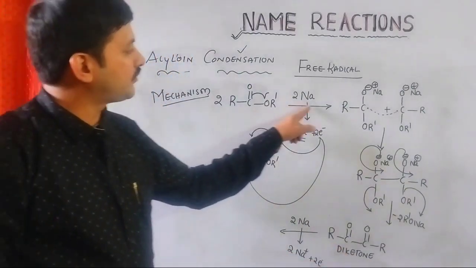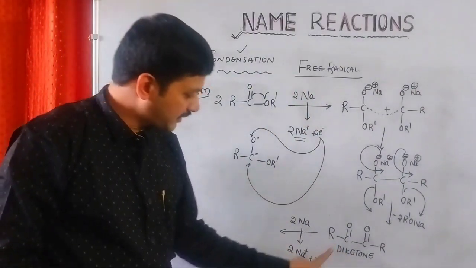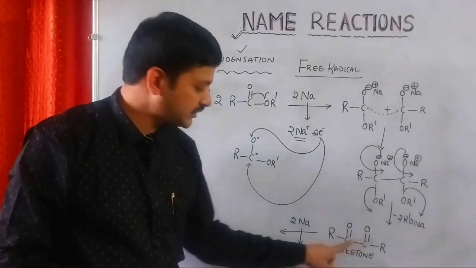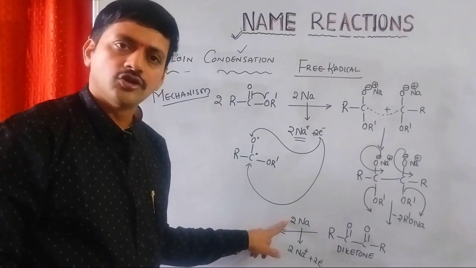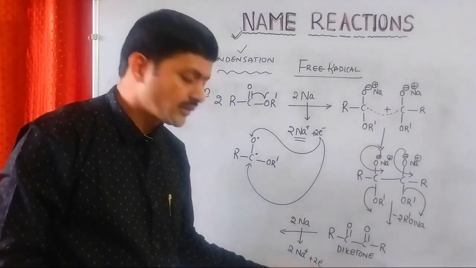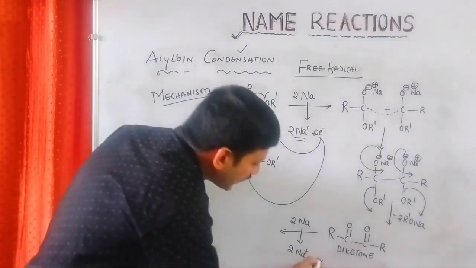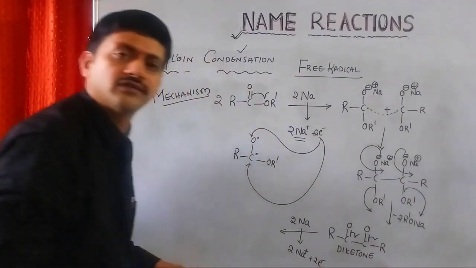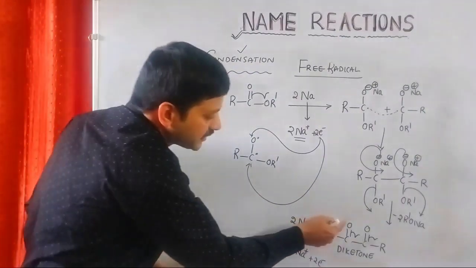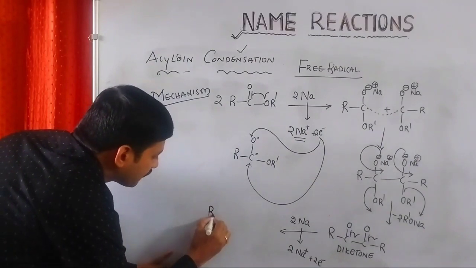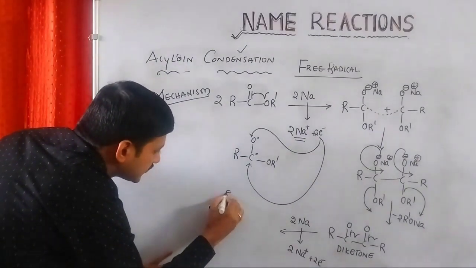Already we know that we have sodium metal. Again 2 C double bond O groups are present. That's why we need to take 2 moles of Na. It can produce 2 moles of Na plus with 2 electrons. These 2 electrons again move towards the oxygen. Why? Because here we are getting the oxygen radicals. The oxygen radicals can form what? O minus.